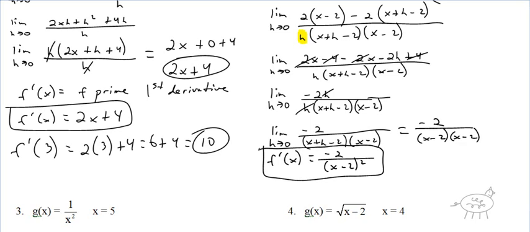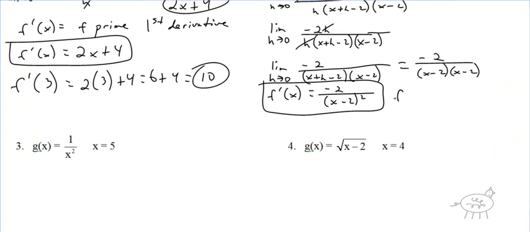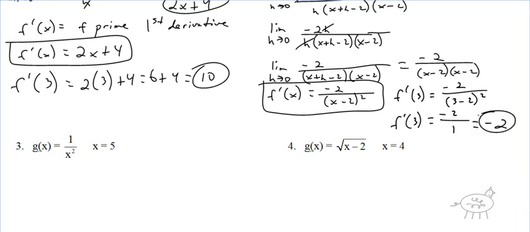That's the derivative. And then if I want to find the slope of the tangent line at a certain point, and our certain point was 3, I just plug a 3 into there. So f prime of 3 equals negative 2 over 3 minus 2 squared. So f prime of 3 is equal to negative 2 over, right, 1 squared is 1, so it's negative 2. Okay, not that bad, right? It's really a ton of algebra. Ton of algebra. All right, let's do number 3 here.